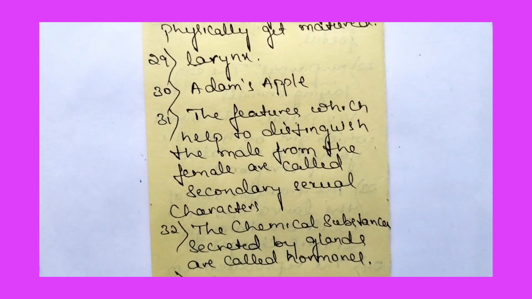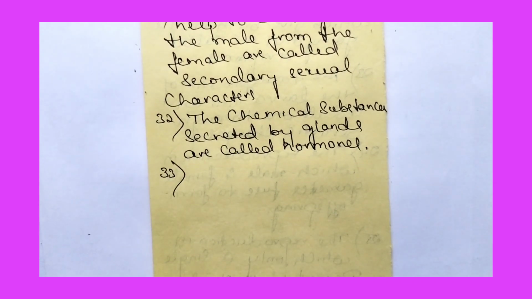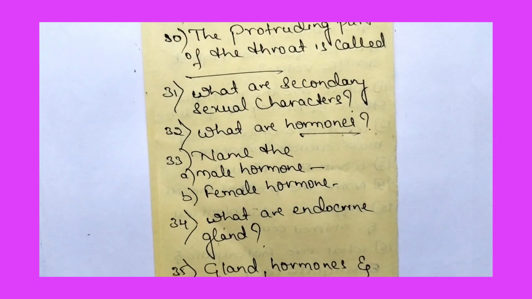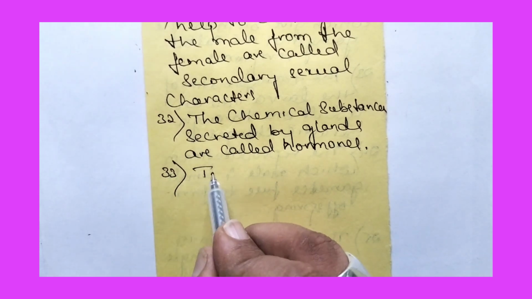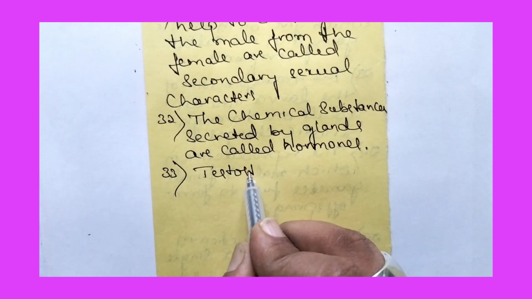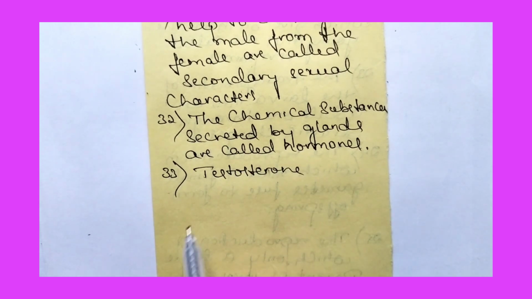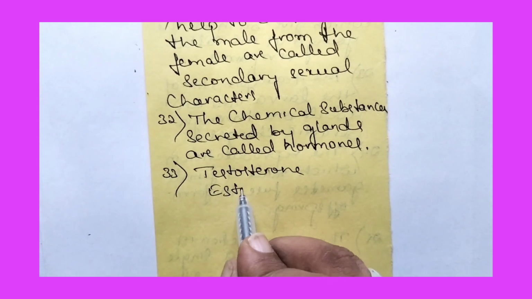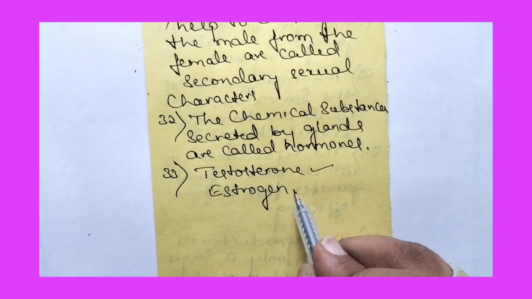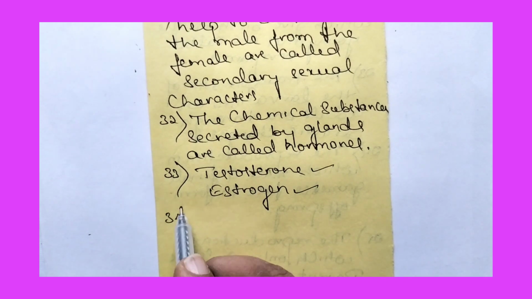Now let us move to the 33rd question. Name the male hormone and the female hormone. The male hormone is called as testosterone and the female hormone is called as estrogen. Male hormone testosterone, female hormone estrogen.